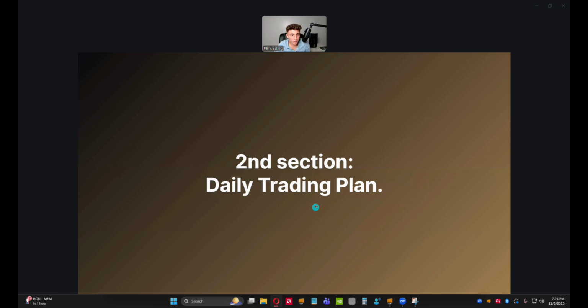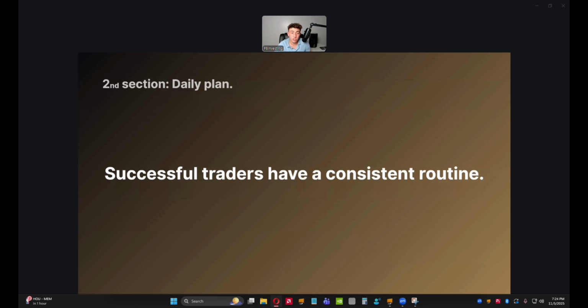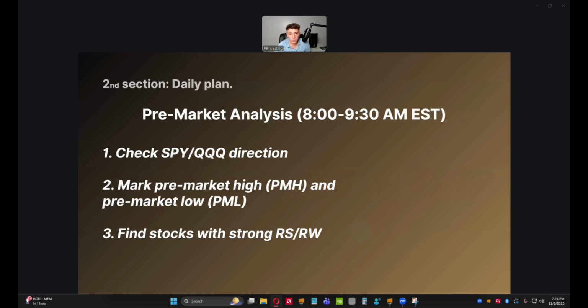Now, second section, my daily trading plan every single day. So let's talk about your daily routine. Successful traders have extremely consistent routines. Like personally, for me, I do the same thing every day. Here's mine. Every single morning, I check SPY and QQQ's direction. Then I mark the pre-market high and the pre-market low. Then I find stocks with strong relative strength and relative weakness. So, guys, on top of this, there's something else that I also do.